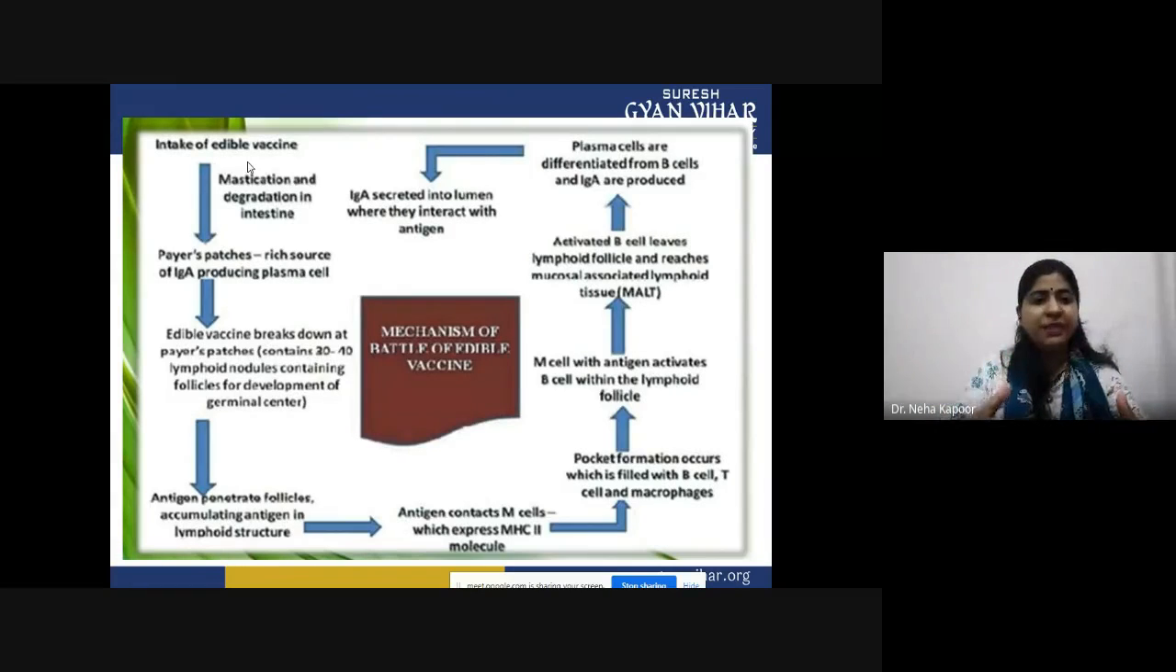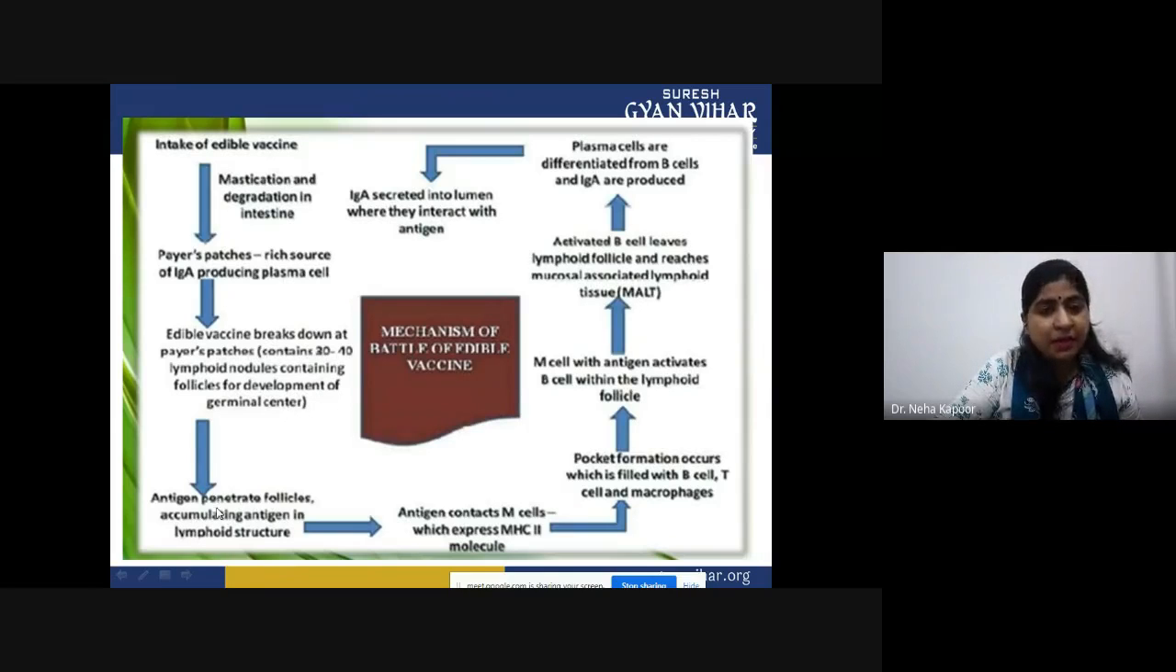It will activate B cells to differentiate into plasma cells, and the plasma cells will secrete IgA antibody, because in mucosal secretion only secretory IgA is produced. So as you can see, Peyer's patches are a rich source of IgA producing plasma cells. These edible vaccines will break down at Peyer's patches, lymphoid nodules containing follicles for the development of germinal centers.